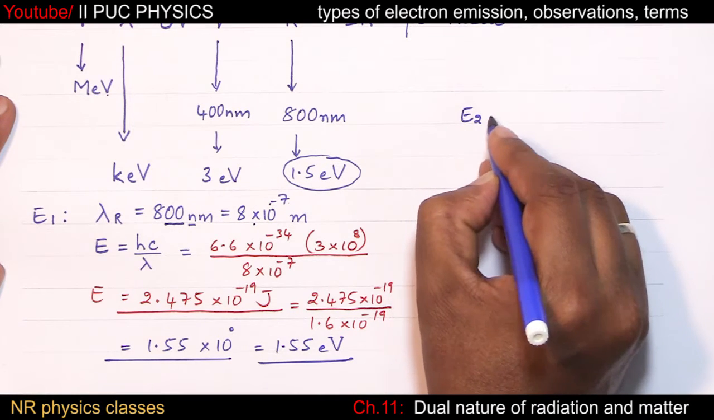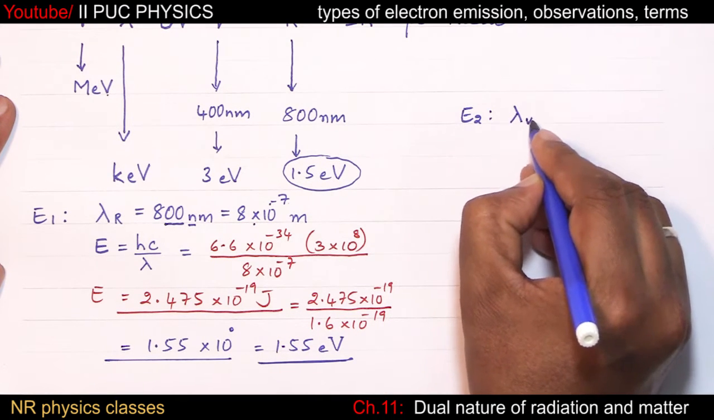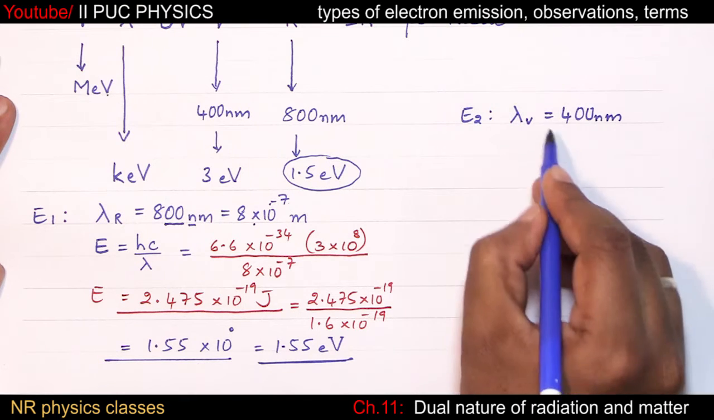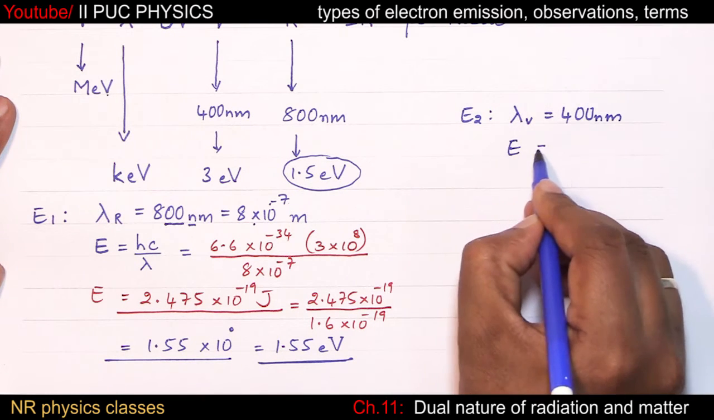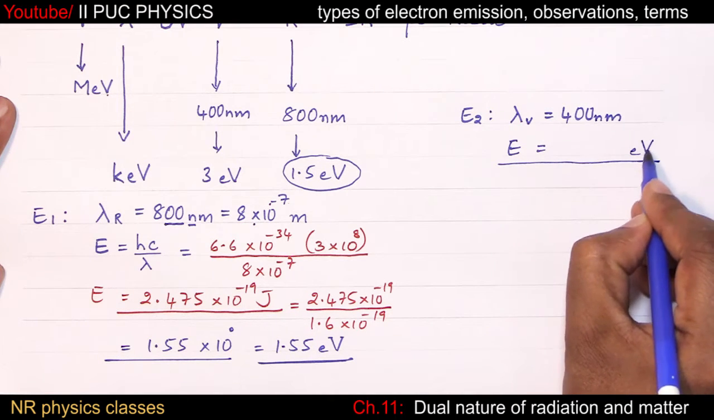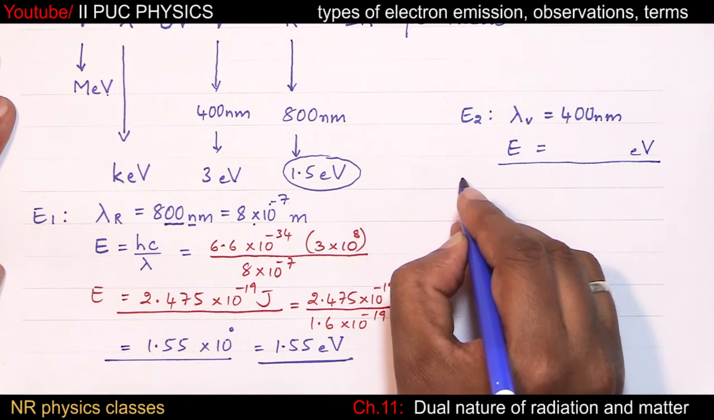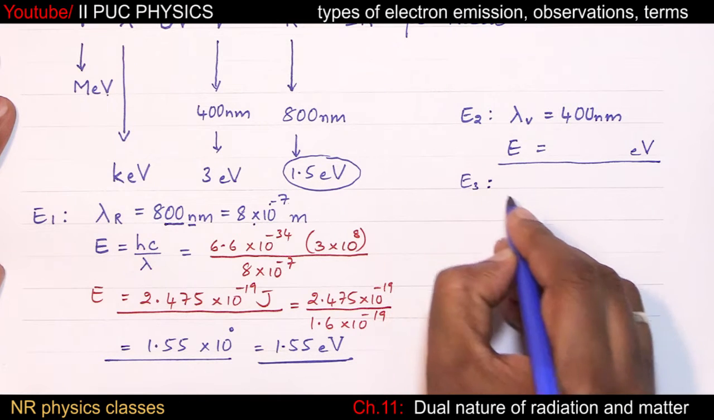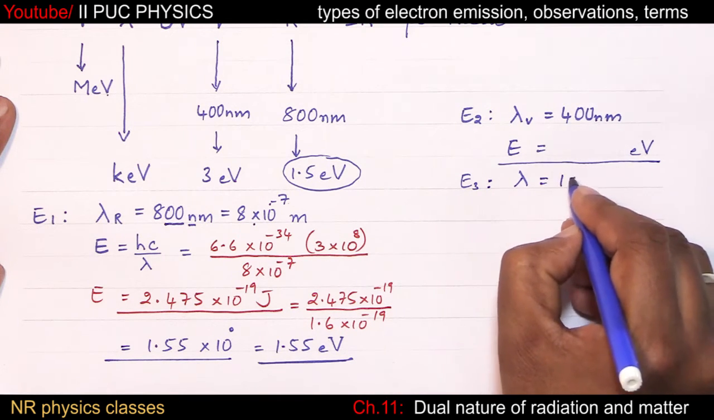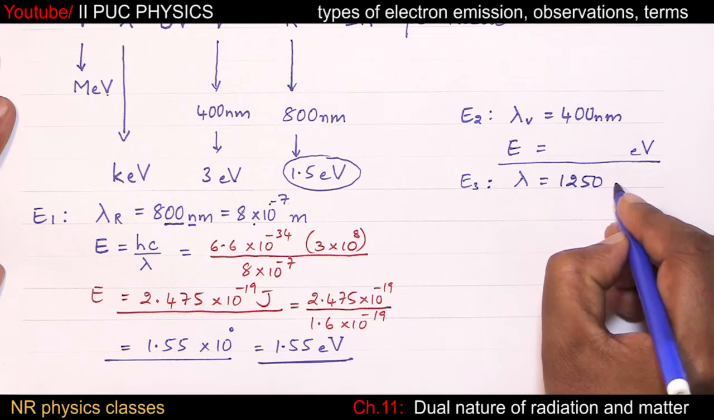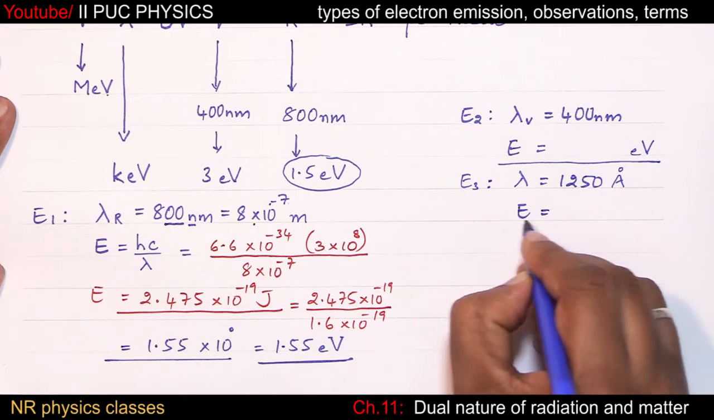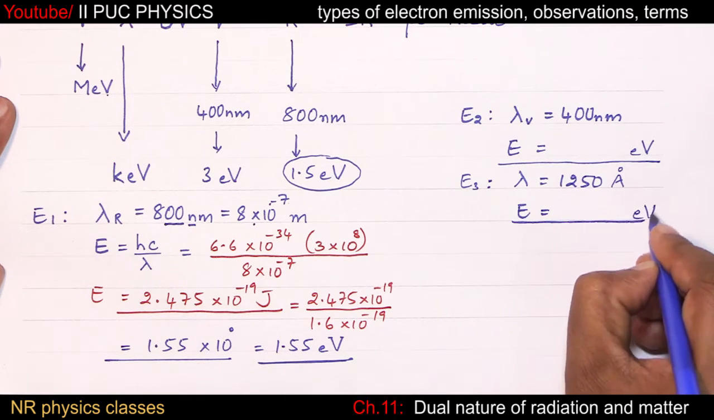Second example, lambda for violet, 400 nanometer. Express the energy of this photon in terms of eV. Next, third, lambda is about 1250 angstrom. Find the energy in eV.